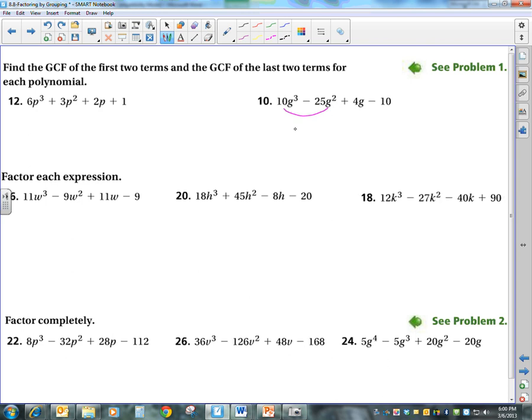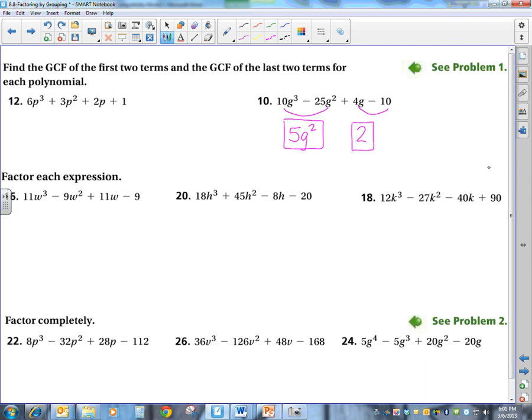The largest number that goes into 10 and 25 is 5. Remember, a factor has to be the same or smaller than either one of our numbers. And we look at the variable, they both have a variable, and take the smaller exponent. So that is the GCF of the first two terms. The last two terms, they're both even numbers, so 2 goes into both of them, and they do not both have a variable. So that's it.